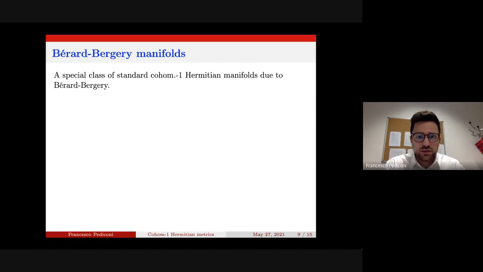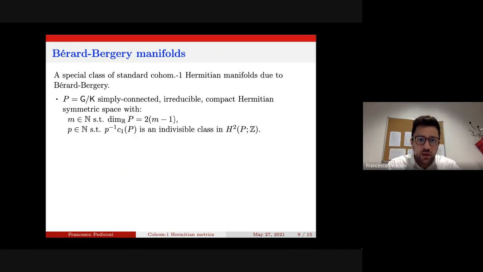These Bérard-Bergery manifolds are constructed in the following way. You start with a simply connected, irreducible, compact Hermitian symmetric space P equal to G over K. You assume that the complex dimension of P is equal to m minus 1. And attached to this space, you consider this number p, which is the unique positive integer such that p minus 1 times the first Chern class of P is an indivisible integer cohomology class of P.